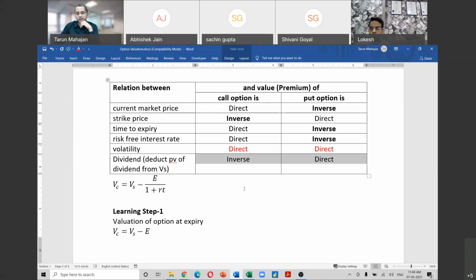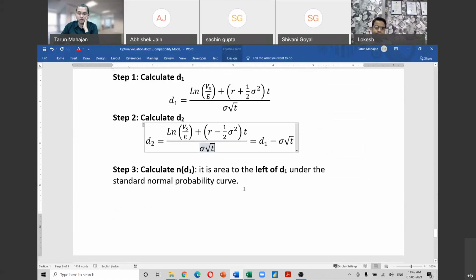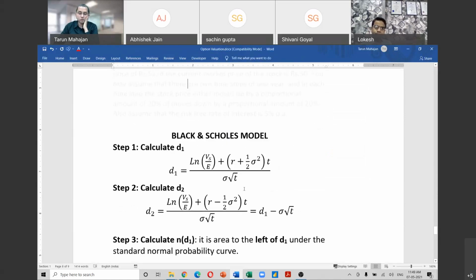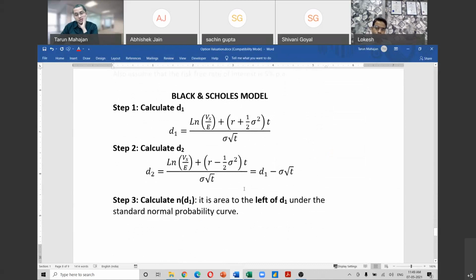Let me tell you one more thing. Number one, this Black-Scholes option pricing model can be used only for valuation of European options. The formula is designed in such a manner that the Black-Scholes model can be used only to make valuation of European options. It is not suitable for American options. Number two, the Black-Scholes model ignores dividend payment.